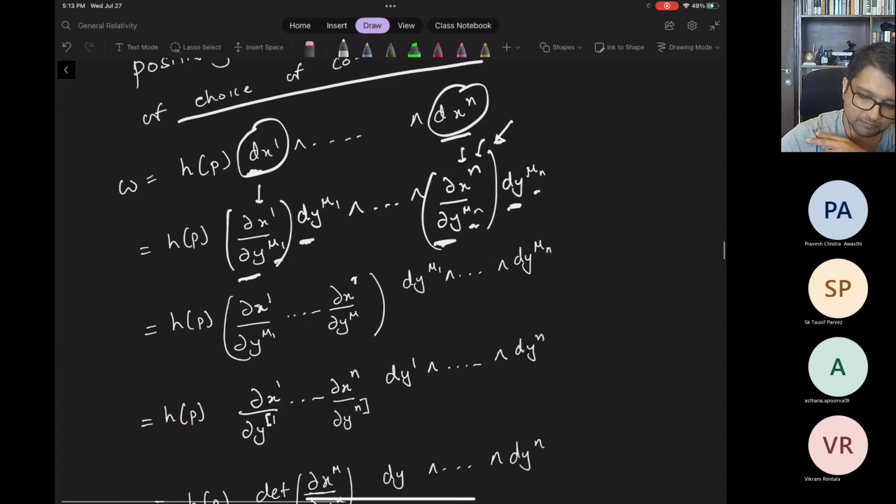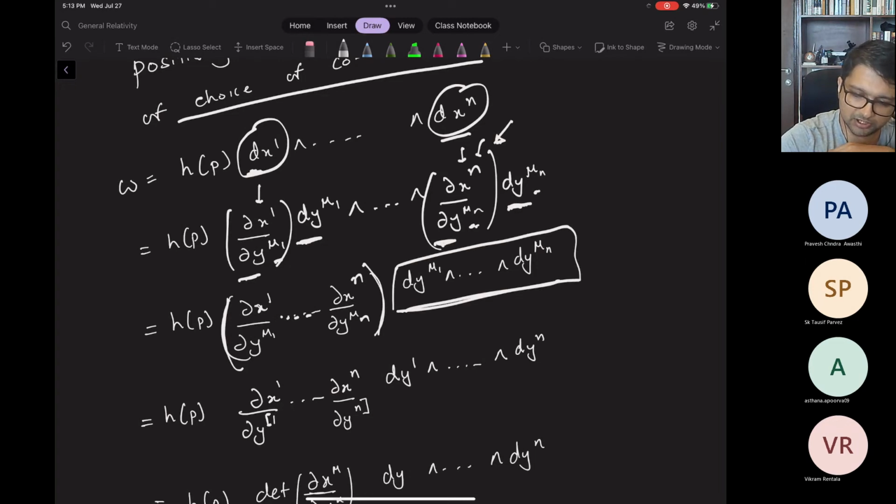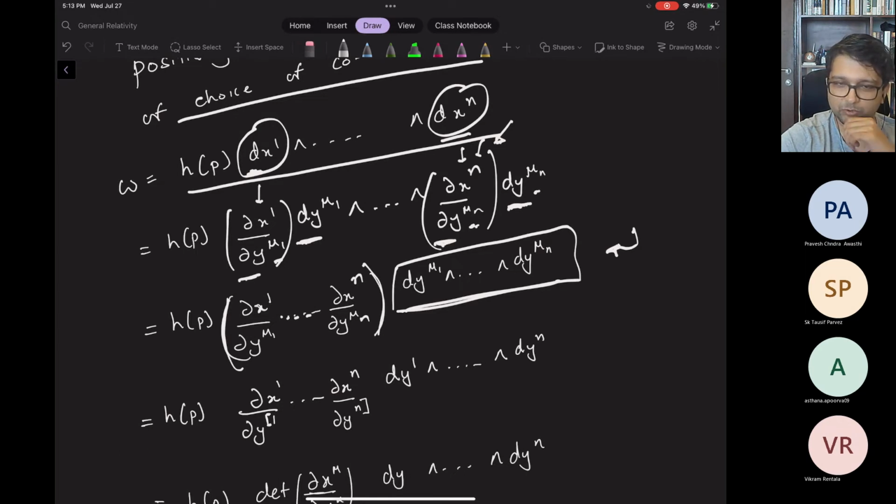What I can do is move these prefactors out in front. So I can write the prefactors as partial x1 over partial y mu1, dot dot dot, partial xn over partial y mu n, times now dy mu1 wedge dot dot dot wedge dy mu n. So this is just the same thing re-expressed in a different coordinate system with different dual basis vectors, or a different basis for the n-forms.